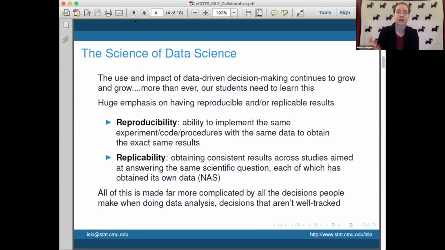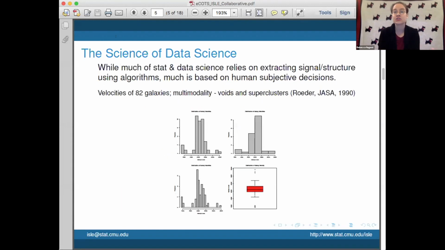It's not so much about just the code and the experiments. It's about the decisions that we make. And these are decisions that aren't super well tracked. This is really hard for students to deal with. So here's just a quick example that we sometimes talk about.